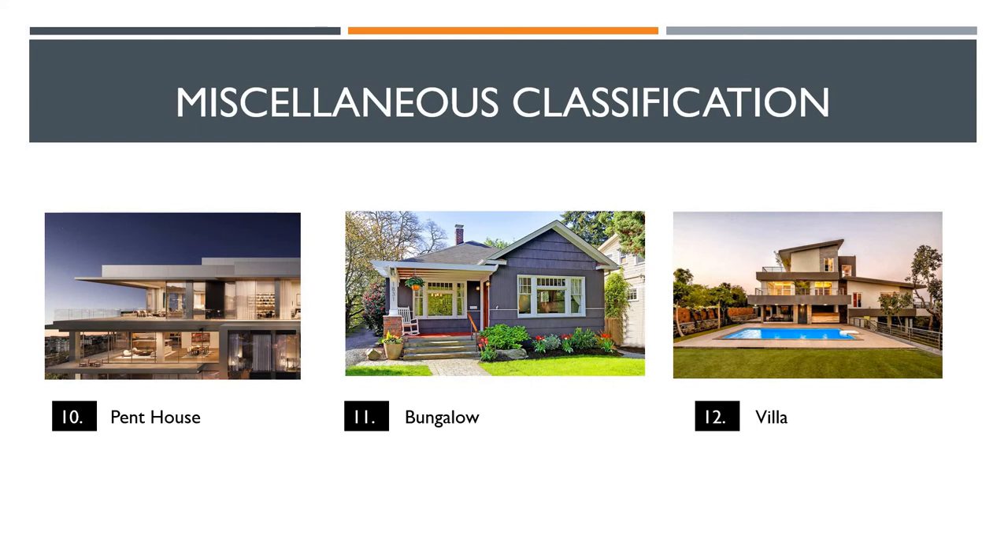The next is a bungalow. So you know what a typical bungalow is. It's a detached house. It basically has more than 3 rooms. It has a balcony all around, and you have a nice veranda.